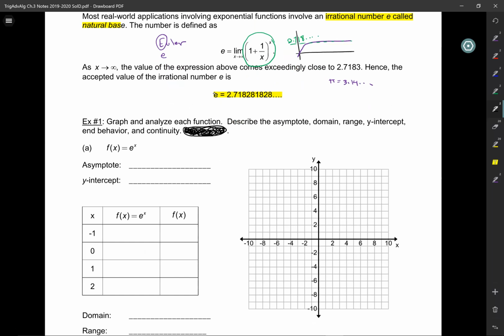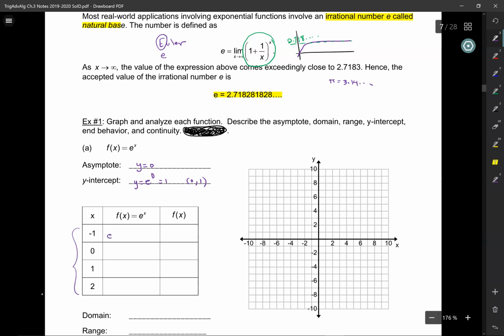What I have here is f of x equals e to the x, and just like before, the asymptote is y equals 0. The y-intercept is y equals e to the 0, which is 1, the point (0, 1). And we're going to go ahead and graph this one. So first, notice this is growth again, because e is greater than 1. So I chose these values again.